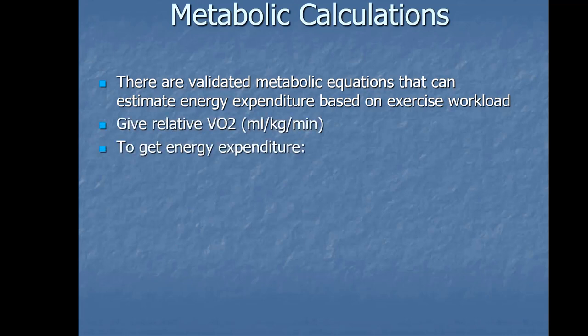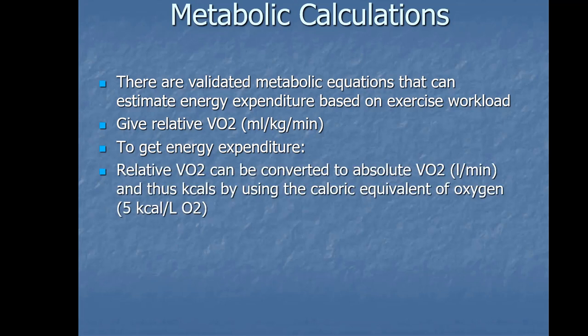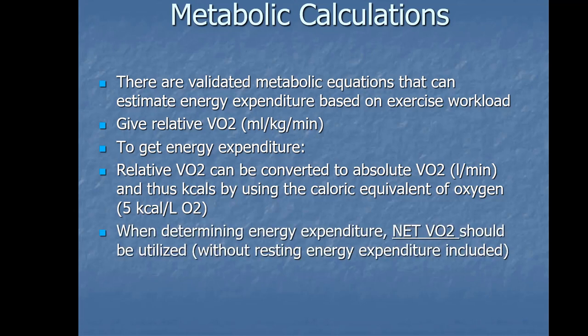So all these equations are going to give relative VO2. And to get energy expenditure, like we said, if we get relative, we can convert that relative to absolute VO2, and then we can get to kcals by using that caloric equivalent of oxygen, which we're going to assume to be 5. All right, so also, like I said earlier, if we're looking for energy expenditure, generally we're going to use net, where we subtract out the resting energy expenditure. And I'll try to make that as clear as possible which one you need to use on any example.